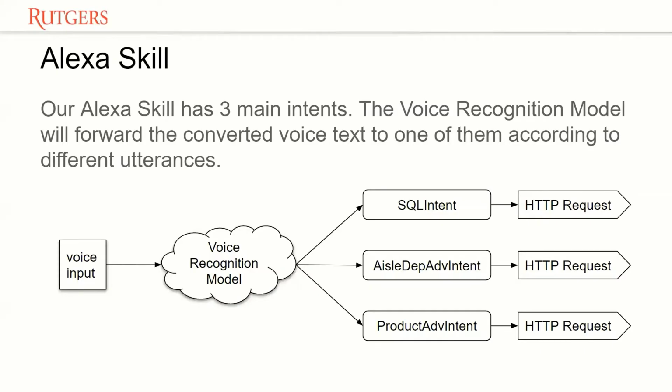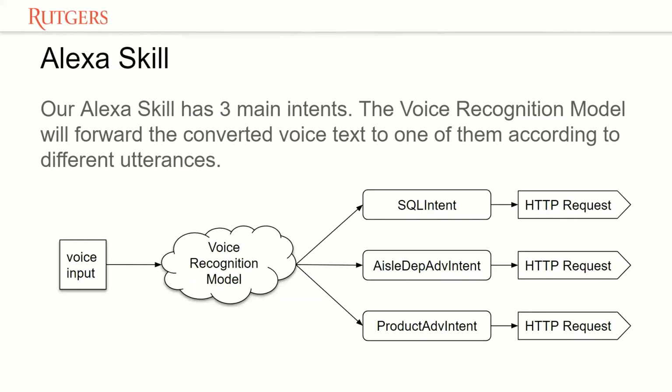Next, let me introduce our Alexa skill. Our skill has 3 main intents. The voice recognition model will forward the converted voice text to one of them according to different utterances in different intent. The SQL intent will handle the SQL query, and the other 2 intents will handle some advanced query commands, like find the most popular product.